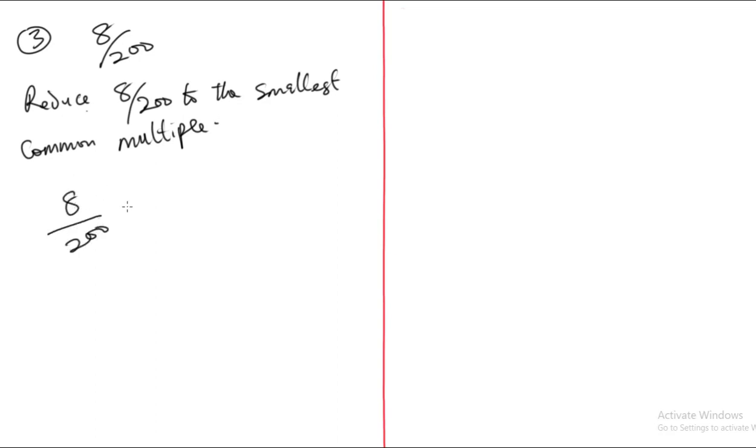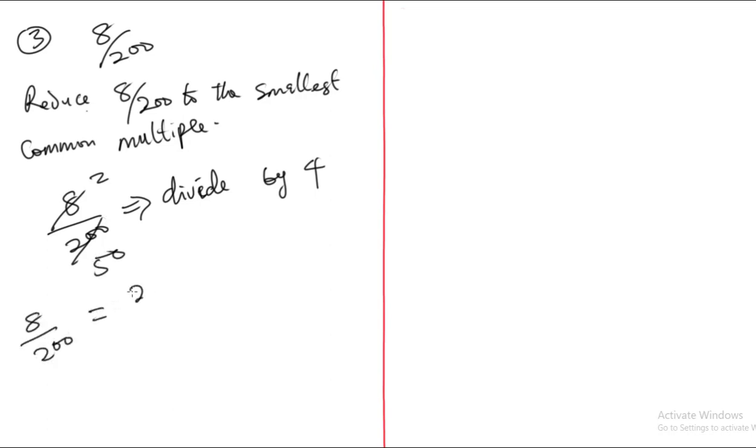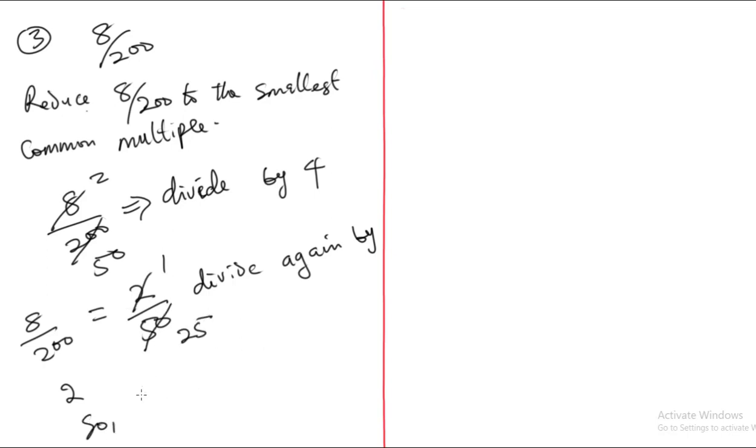To do this, we divide both the numerator and the denominator by a common number in which they will not have a remainder. So 8, we divide by 4, we have 2 over 50. We can still go ahead and divide by 2, and we have 2 into 2, 1, 2 into 50 is 25. So we can now rewrite 8 over 200 as 1 over 25.